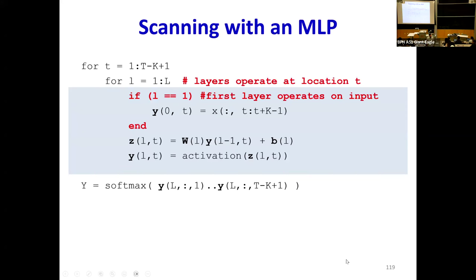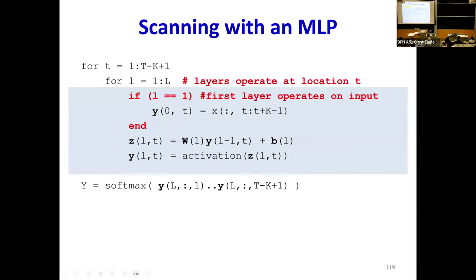And then after that, each lth layer is just reading in some values from the L minus one layer at the same time, computing an affine value and putting it through an activation. And then finally, when I have the outputs at each position, I'm putting them through the softmax. Now, all of the main computation is being done in the highlighted blue region, right?